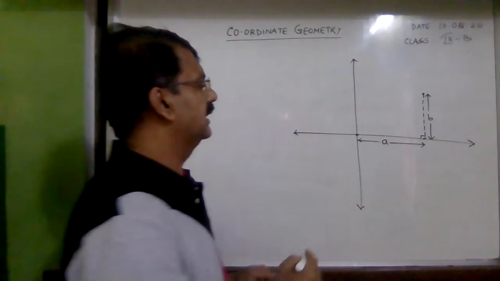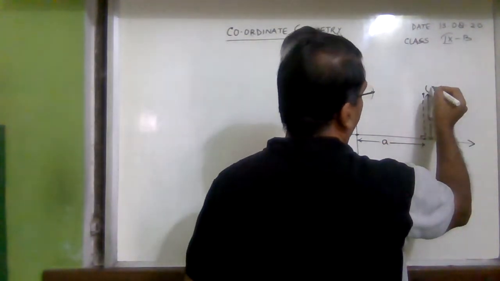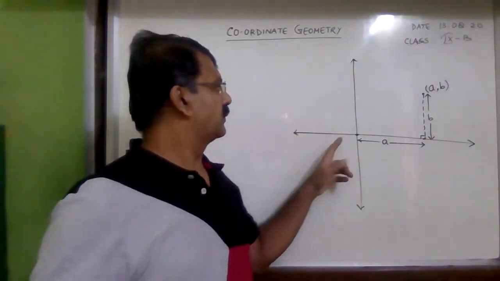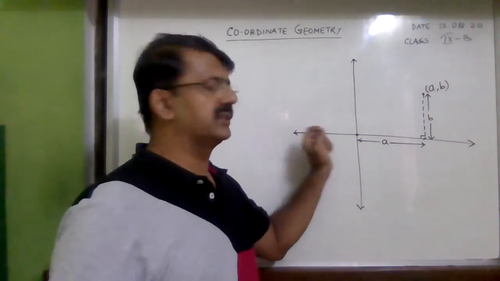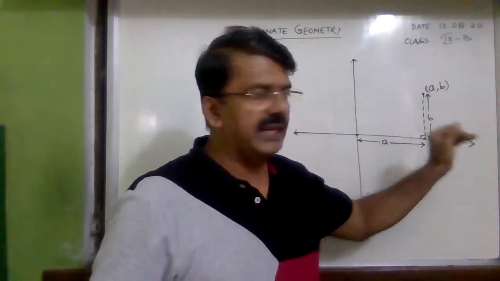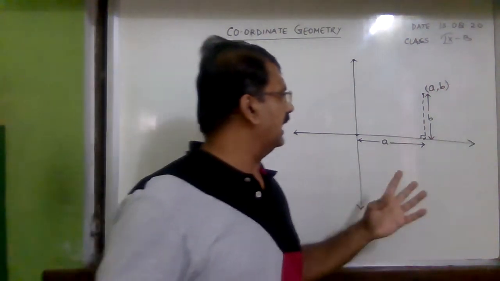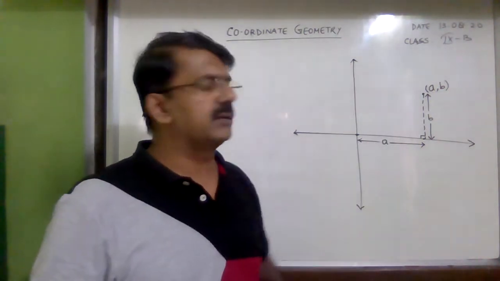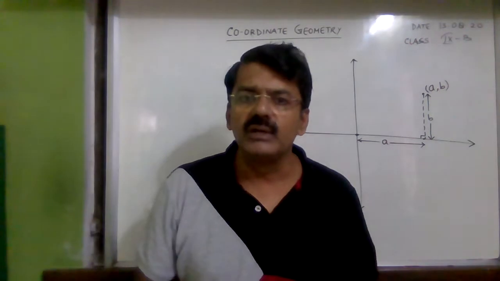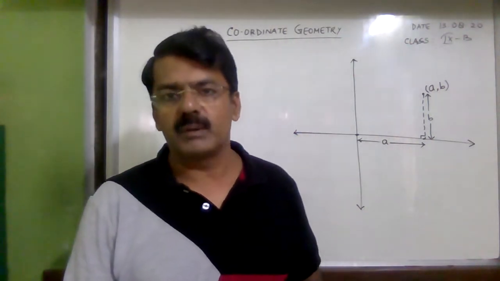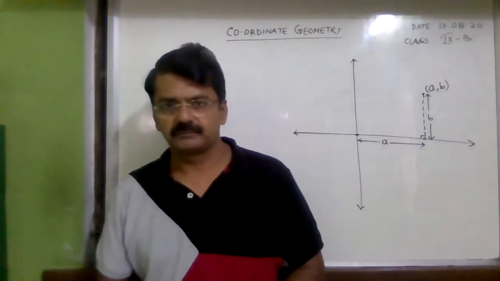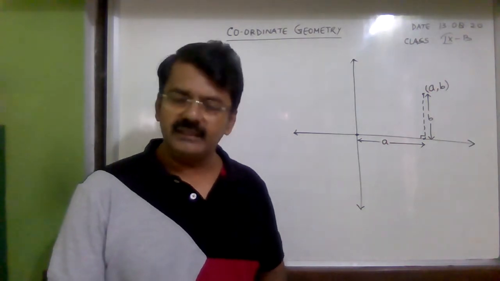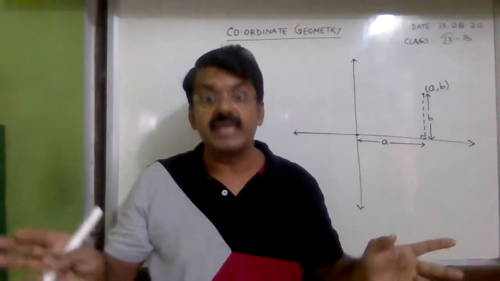Now you can mark this point or that treasure as a comma b. That means from the bridge or the fixed point, if you move a distance a along the road and then you turn towards your left at right angles and then you walk b distance inside the forest, you will reach the treasure which is a comma b. In this way, we can locate any point in a plane or even in space also.